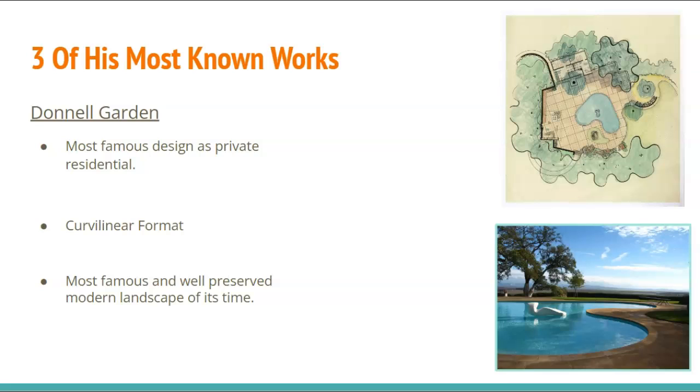And there's some pictures of the Donnell Garden. There's the design, and then just a picture of the pool with its famous sculpture in the middle.